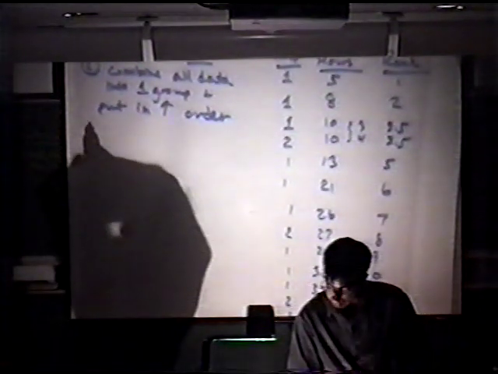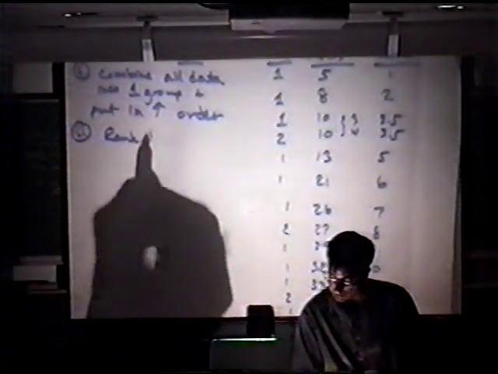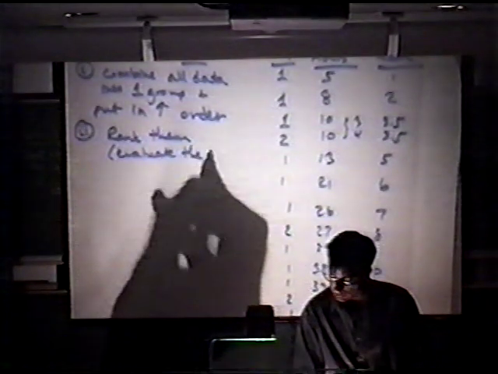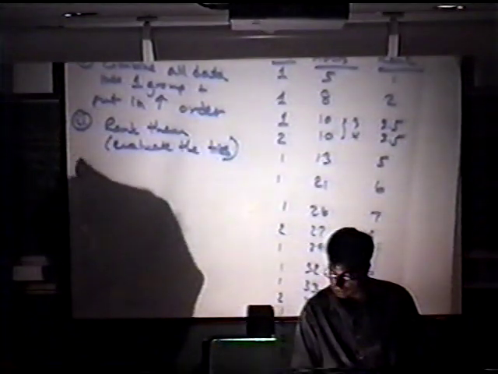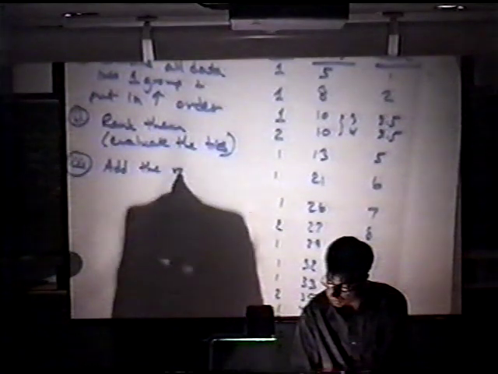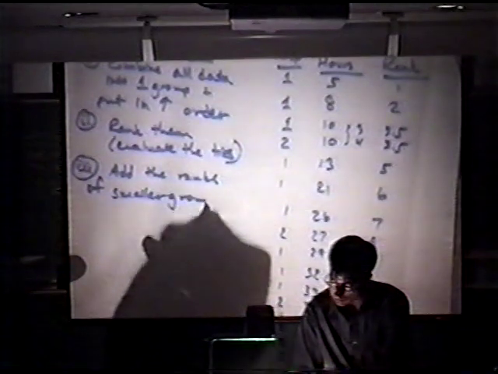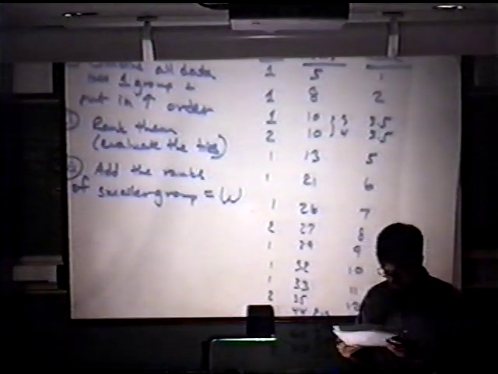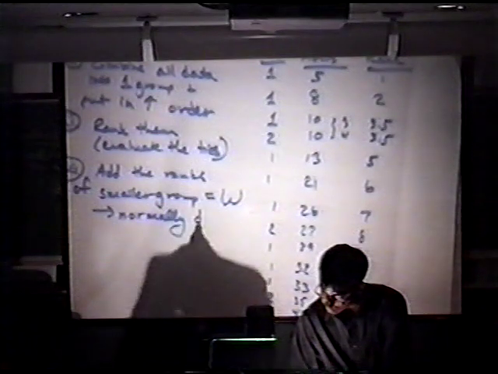So, first step, combine all the data and put it in ascending order. Second step, rank them, and you should account for the ties. The third step is to add the ranks of the smaller group. You call that W. And this W is, again, normally distributed.